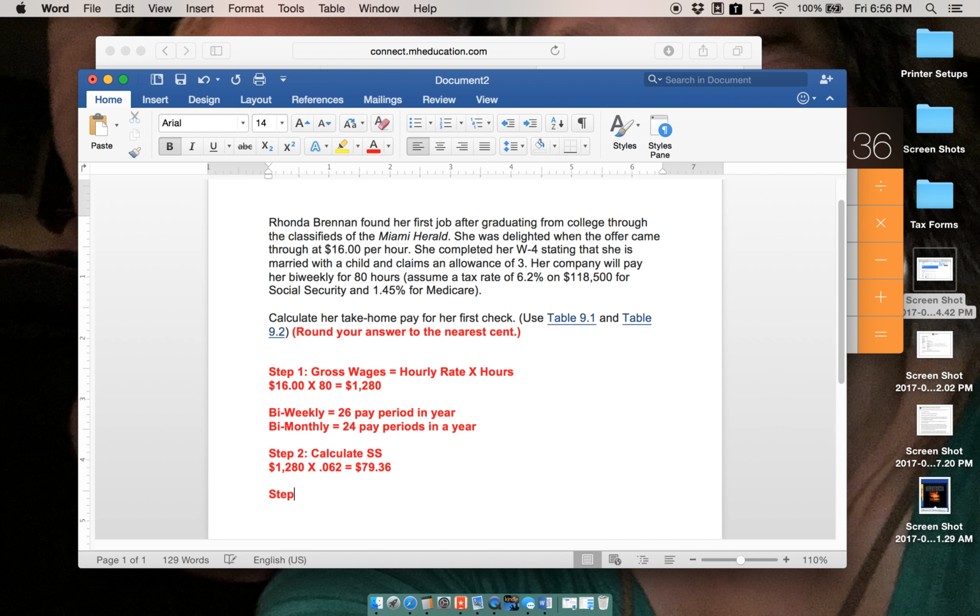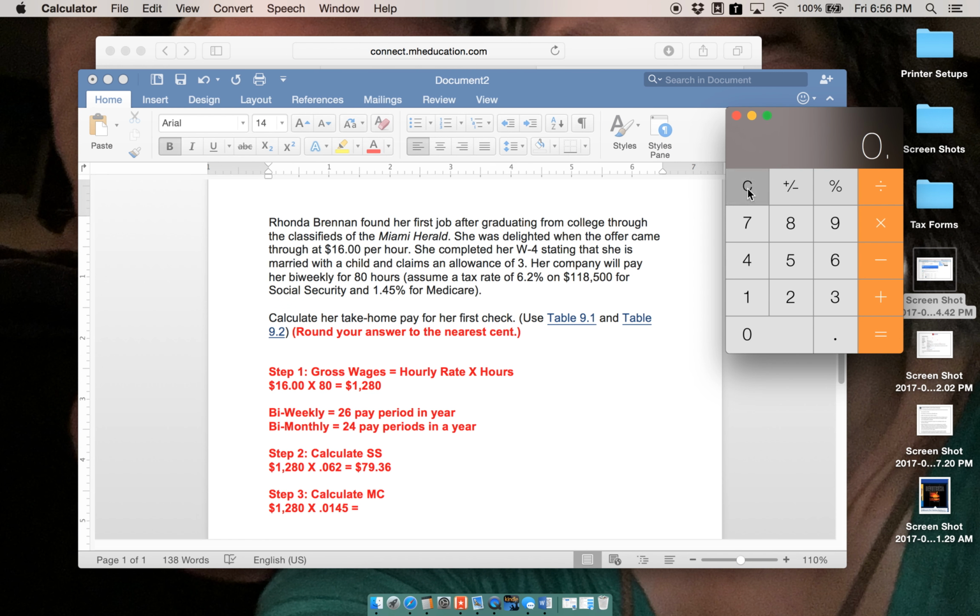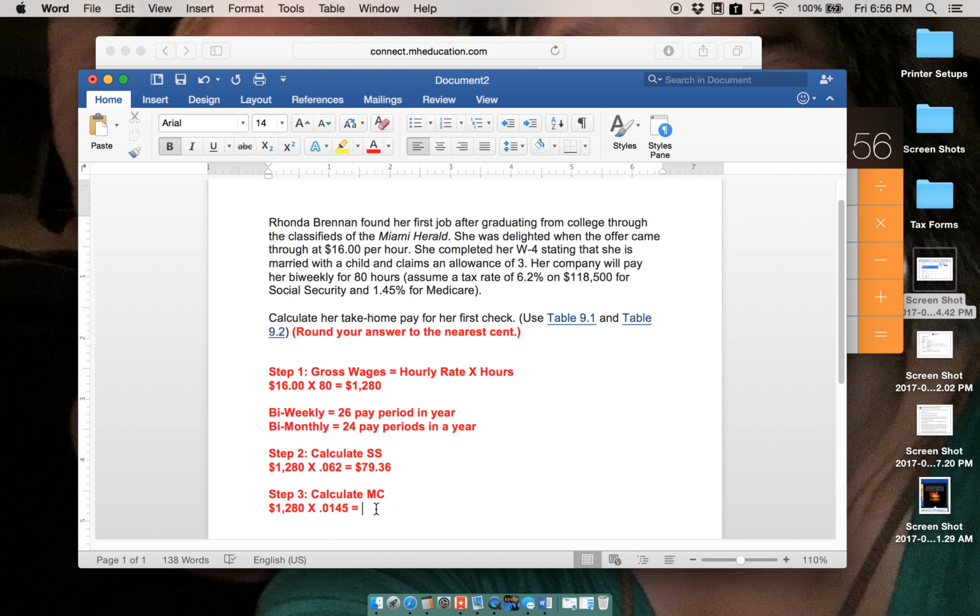Okay. Step 3, we're going to calculate Medicare. So we take her wages and we multiply it by 0.0145 or 1.45%. And we get 18.56. Okay, so that's step 1, step 2, and step 3.